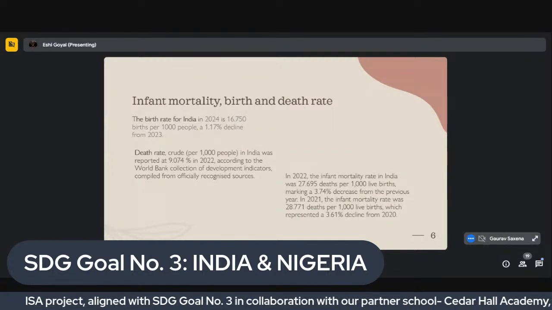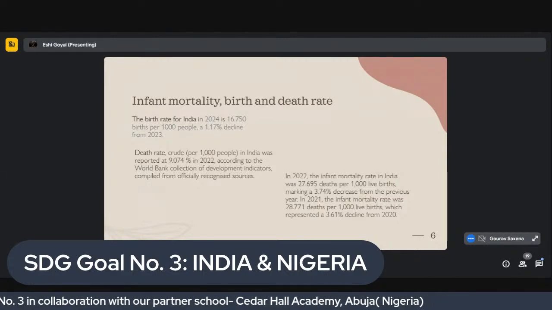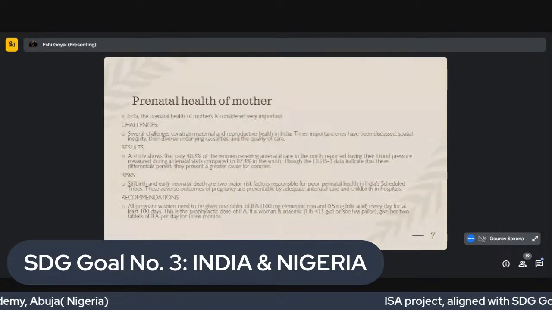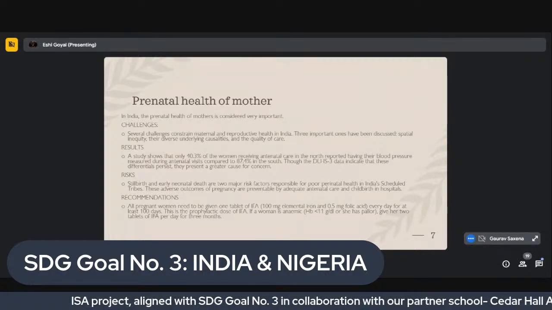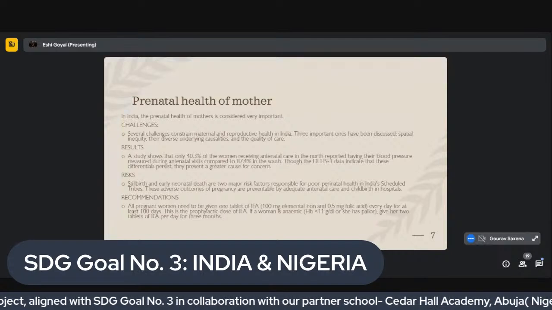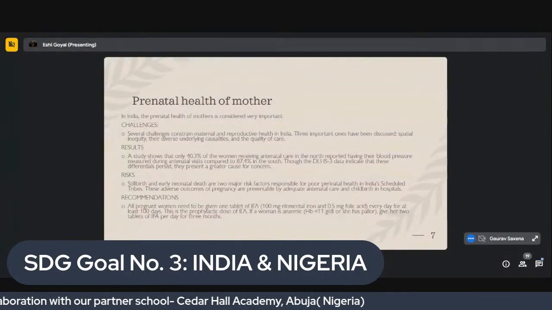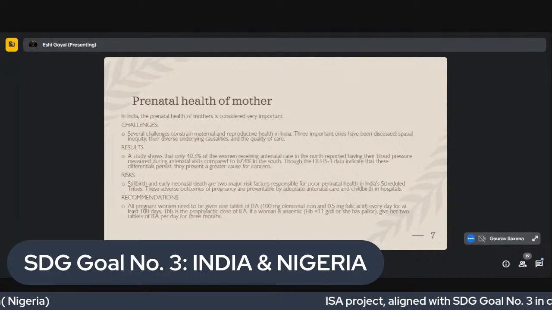The birth rate for India in 2024 is 16.750 births per 1,000 people, a 1.17% decline from 2023. Prenatal health of mothers. In India, the prenatal health of mothers is considered very important. Challenges. Several challenges constrain maternal and reproductive health in India. Three important ones have been discussed: spatial inequity, the diverse underlying causalities, and the quality of care.